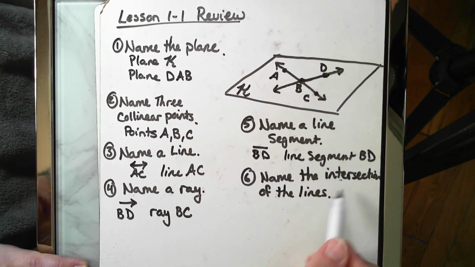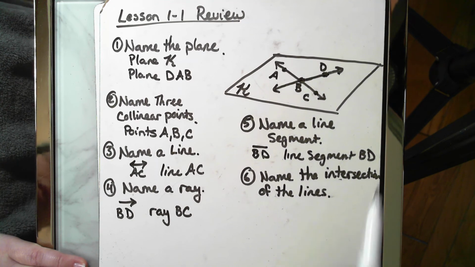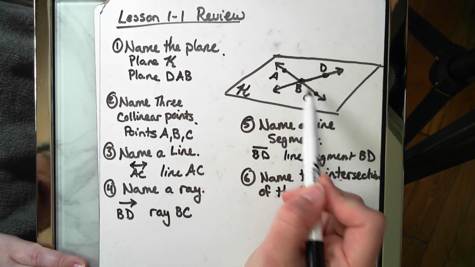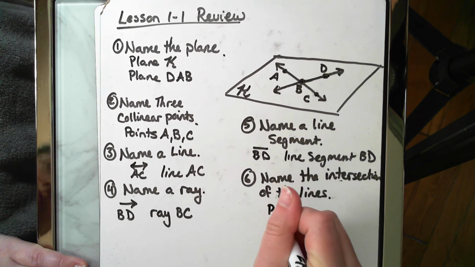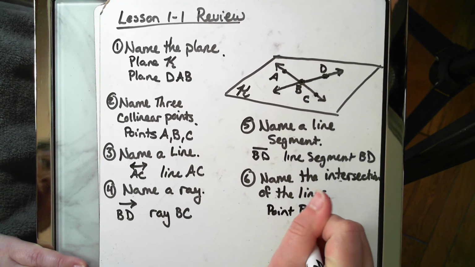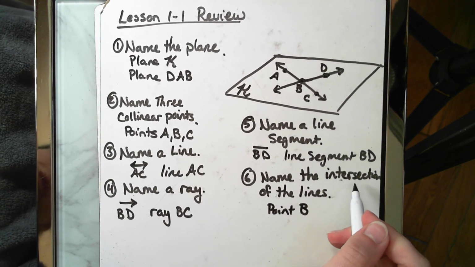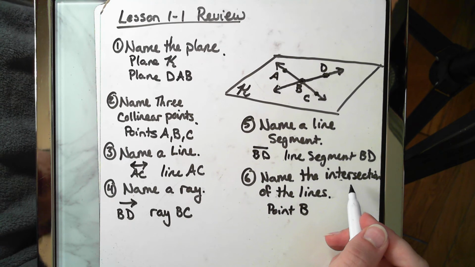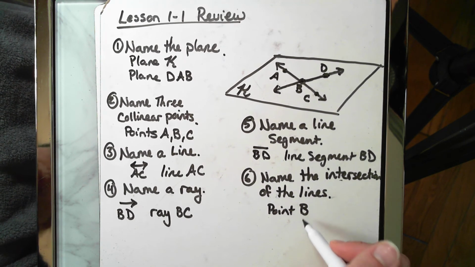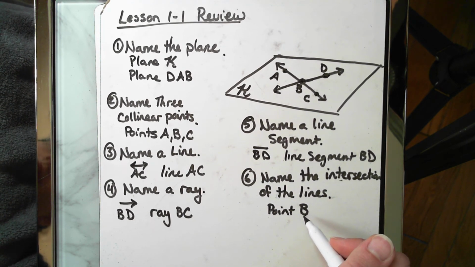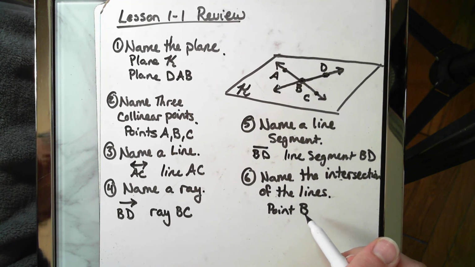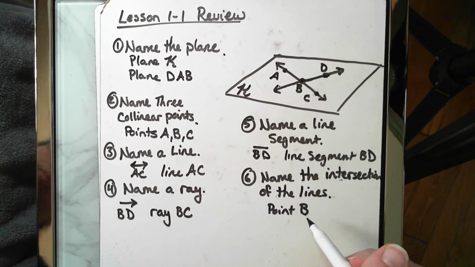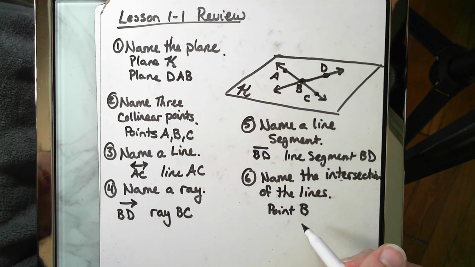Now finally, you have to name the intersection of the lines. These 2 lines cross at point B. So when you name the intersection of 2 things, you always go down a dimension. Lines are 1-dimensional, so I went down to 0 dimensions. If I wanted to name the intersection of 2 planes, planes are 2-dimensional, so I go down to 1 dimension, which is a line. Planes intersect in a line.